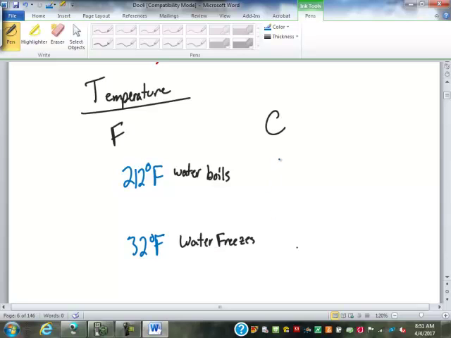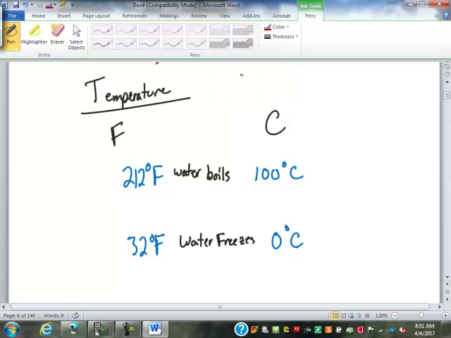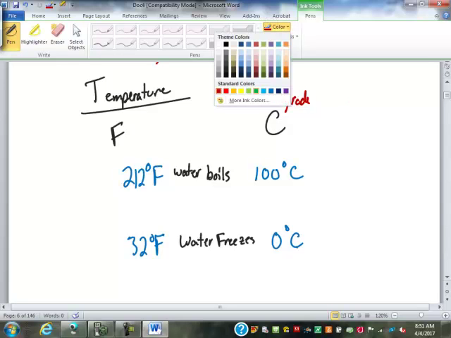On the Celsius scale, water freezes at what temperature? 0 degrees Celsius. And boils at 100 degrees Celsius. The Celsius scale is sometimes called the centigrade. Centi means 100, grade means divisions. So centigrade is 100 divisions. That term doesn't get used much anymore. It's kind of outdated.